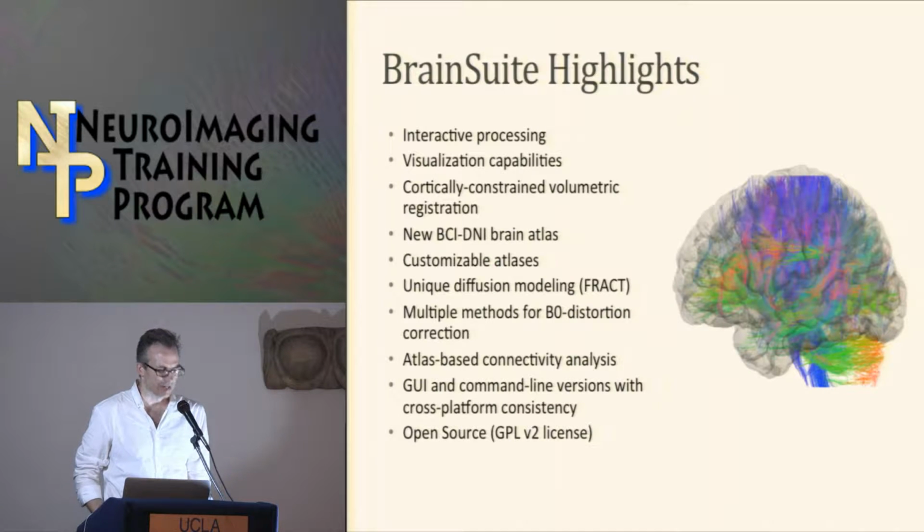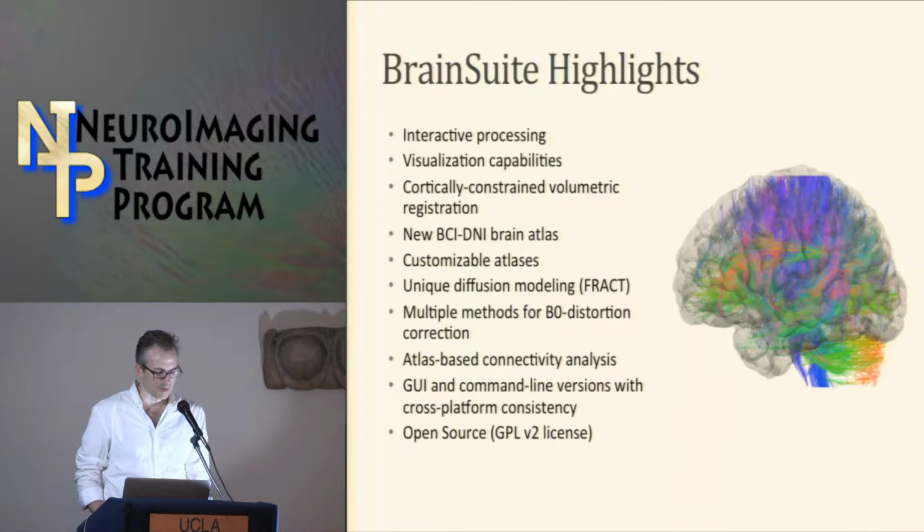We have some novel algorithms, including a method for performing cortically constrained volumetric registration, which tries to combine the best of surface registration with volume registration. We also have a custom atlas that was developed by Hanna Damasio in collaboration with us. You also have the ability to develop your own atlases if you want to look at a particular age group, for example, or even a different species. We have examples of monkey atlases and cat atlases that have been developed.